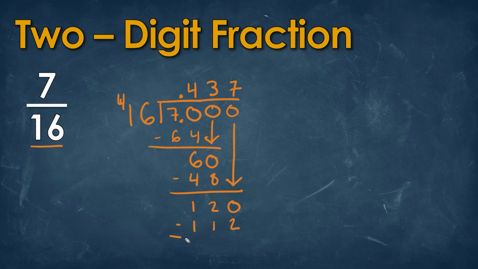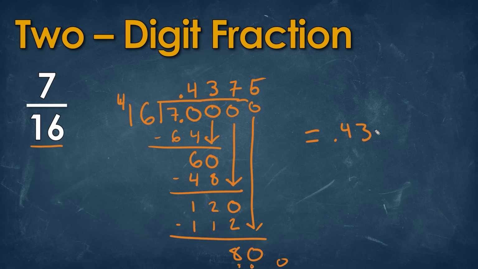So now we subtract this out. We're going to have 8. We can take another 0. We're going to take that 0, drop it down. How many times does 16 go into 80? And that is going to be 5 times. 5 times 16 is 80. So we have a remainder of 0. And once we get to the remainder of 0, that's going to be it for us. So now the answer is going to be 0.4375.